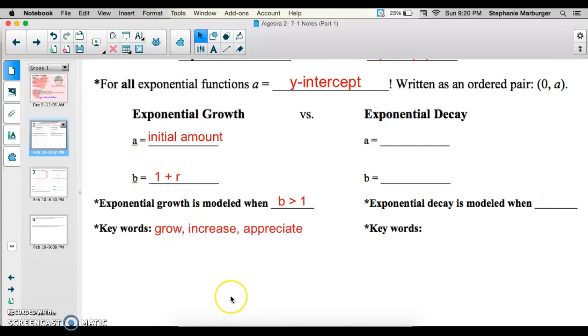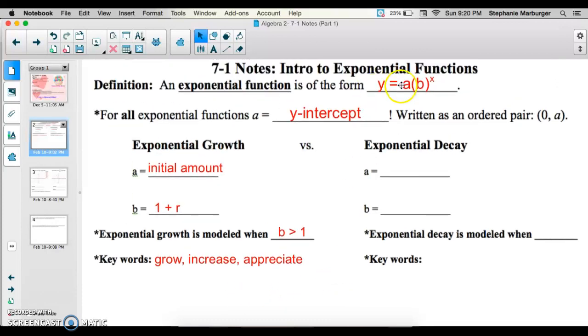Some key words to look for so you can recognize that you have an exponential growth function are words like grow, hence the name, exponential growth, increase, appreciate, and so on. So you'll be looking for a key word, and I'll give you an example of this to give you a hint as to whether you're looking at exponential growth or exponential decay. Okay, so again, overall, we said that the exponential function is always of the form a times b to the x power, and it's super important that you recognize that for exponential growth, the b value is always going to be greater than 1 and 1 plus the rate, again as a decimal.